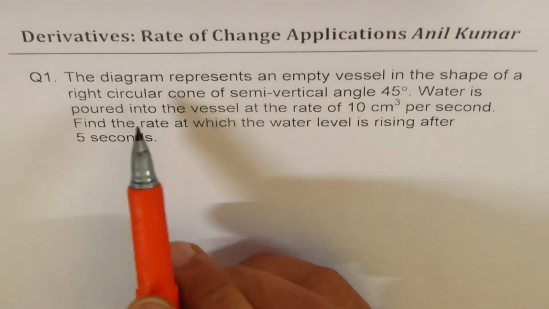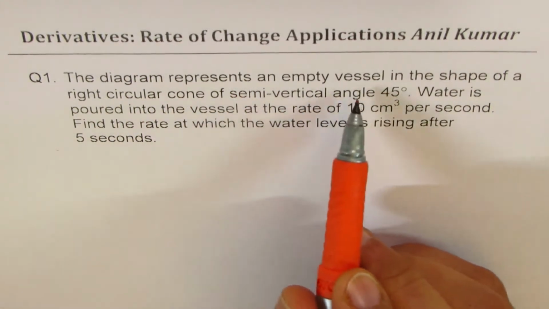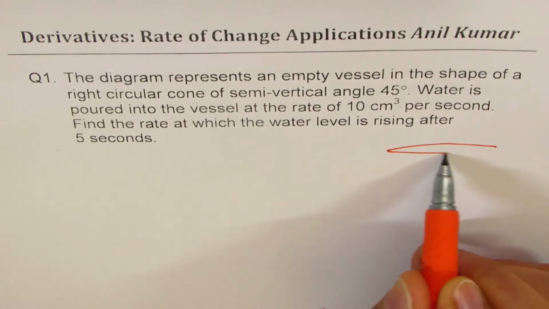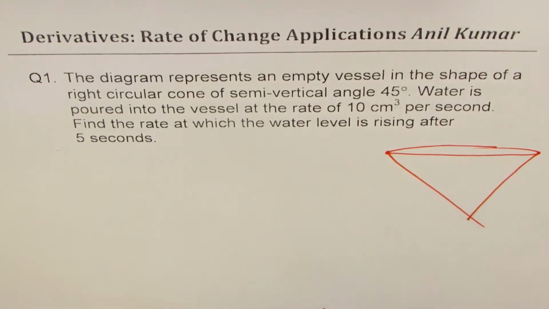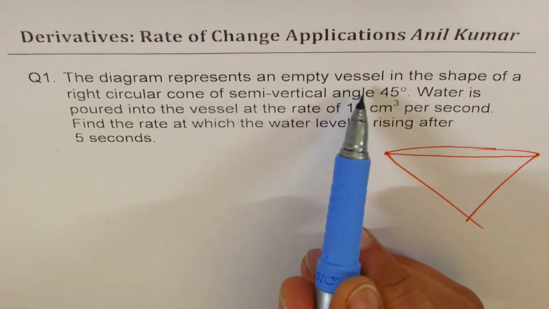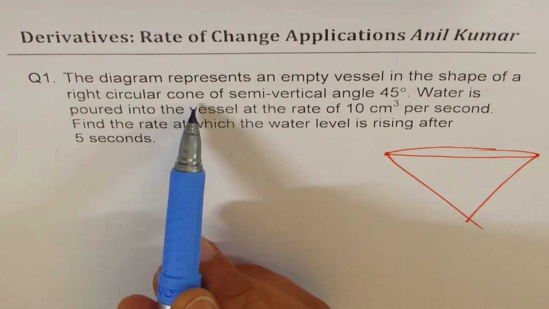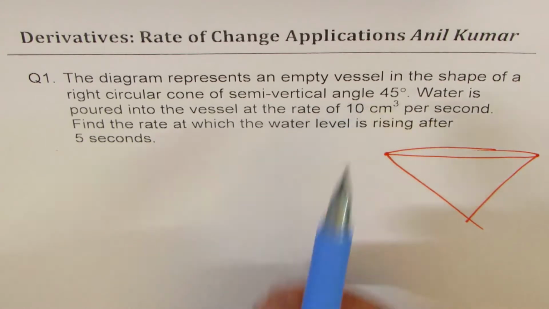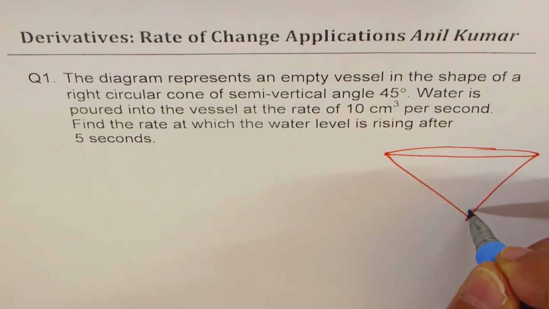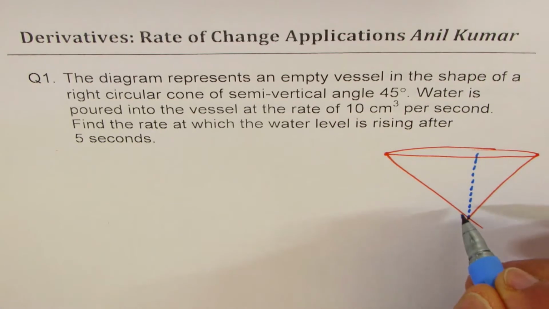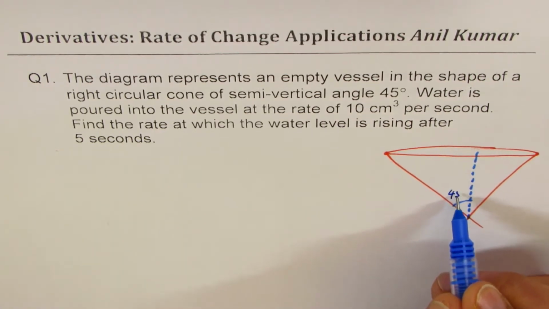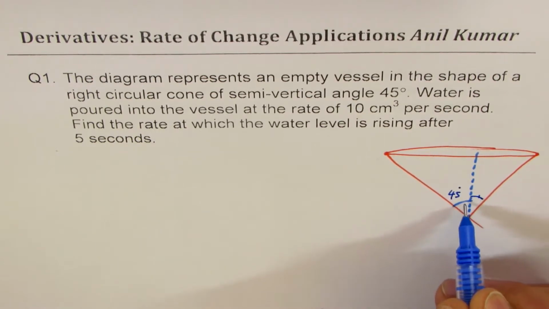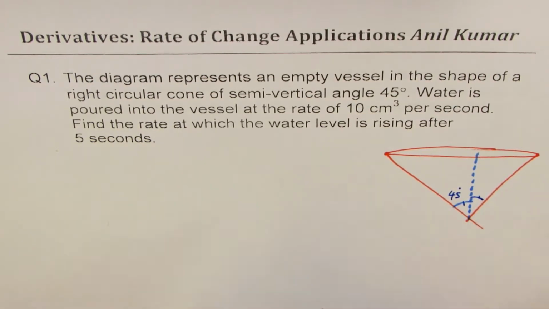Question number 1. The diagram represents an empty vessel. So let me sketch the diagram first, right? So let's say this is the empty vessel. We're talking about a cone, right? So that's how it is. So the diagram represents an empty vessel in the shape of a right circular cone of semi-vertical angle of 45 degrees. Semi-vertical means if I draw this line vertically, then the angle here is 45 degrees. That is what it means, right? So this angle is also 45 degrees.